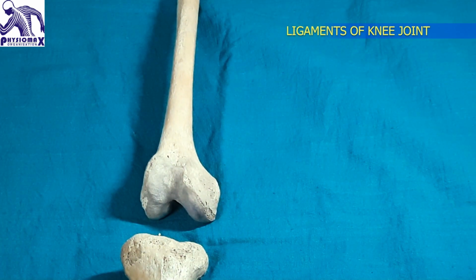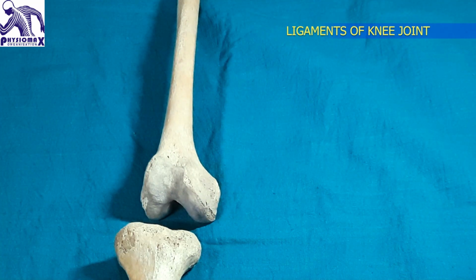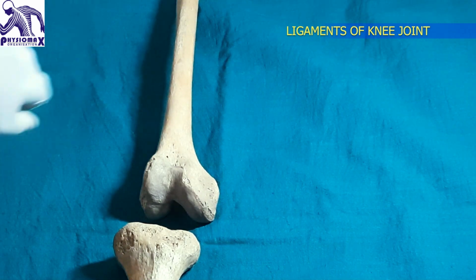So we came to know about the two important ligaments and how they pass from the tibia to the femur. The anterior cruciate starts from the anterior aspect of the tibial plateau and goes posteriorly towards the femoral condyle, and the posterior cruciate ligament starts from the posterior aspect of the tibial plateau and runs anteriorly toward the anterior aspect of the femoral condyle. Now we need to understand the major function of these two ligaments.